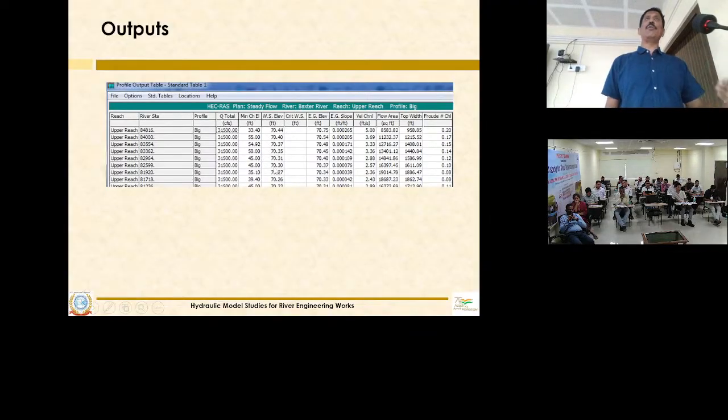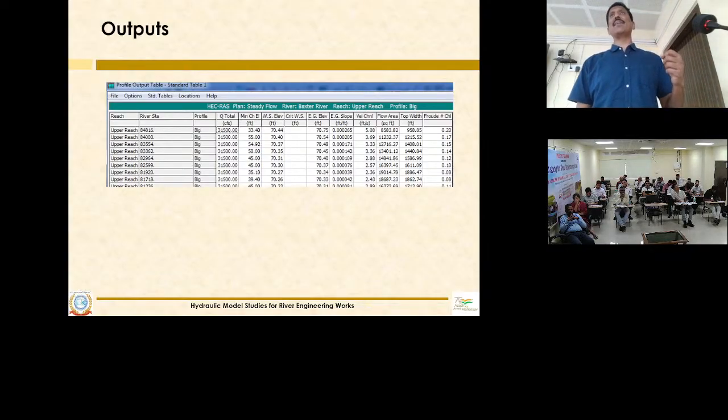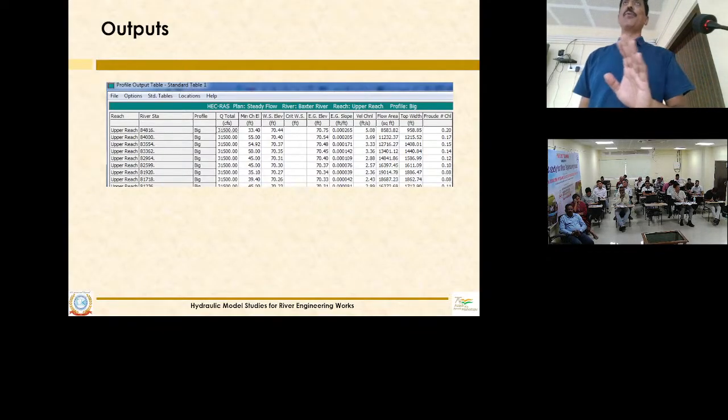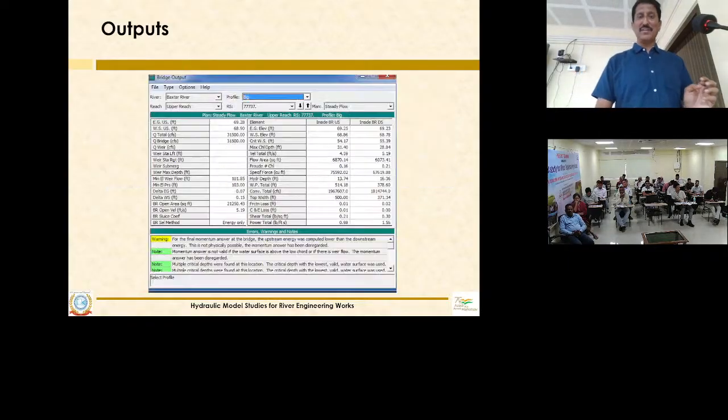You have to check this elevation with the actual prototype data at particular cross sections. Whether it is within the 5% or 10% tolerance zone, only then can you say your model is giving the correct results. Otherwise, this model has no value. It is just guesswork. Unless it is validated and calibrated, this is just guesswork. Best possible guesswork you can say, but not a correct representation.